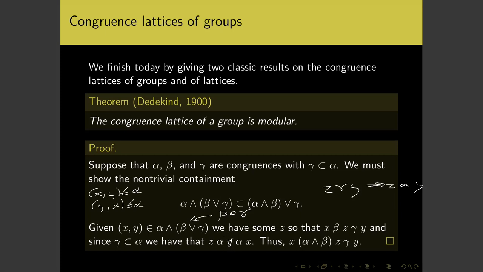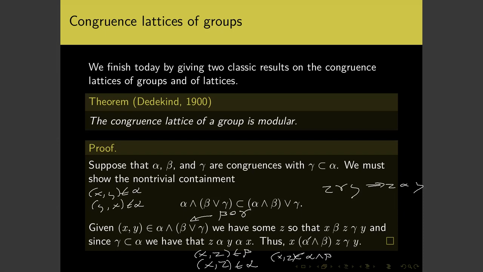So z alpha y alpha x, but that means that x beta z, and also x alpha z, right? So xz is in beta and xz is in alpha because z alpha x by transitivity. And so if xz is in both of these, then surely xz is in the meet of them. xz is in alpha meet beta.